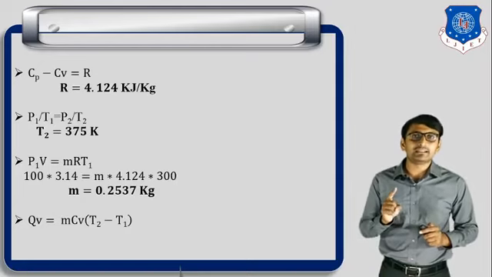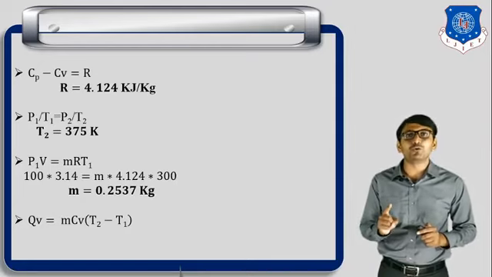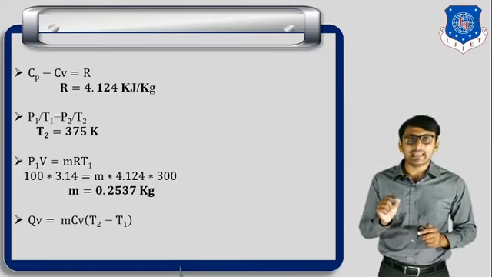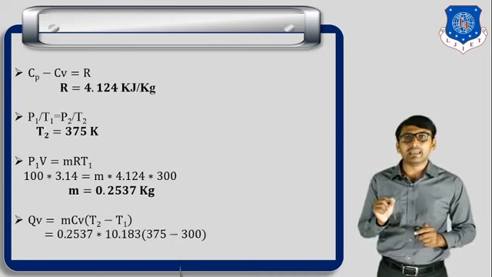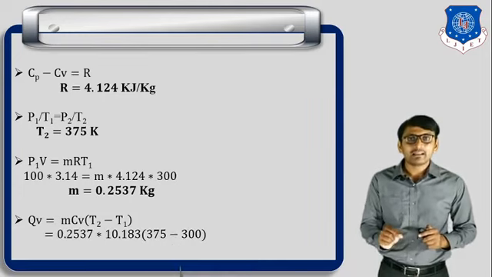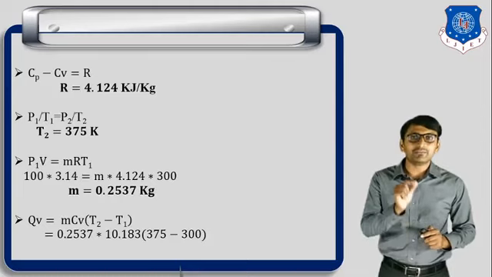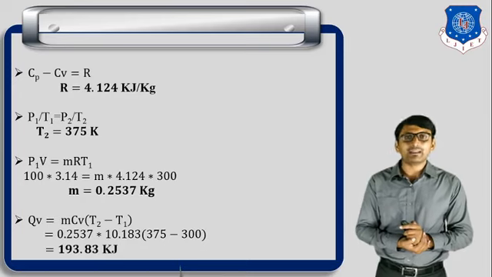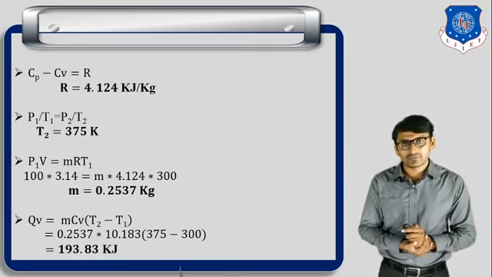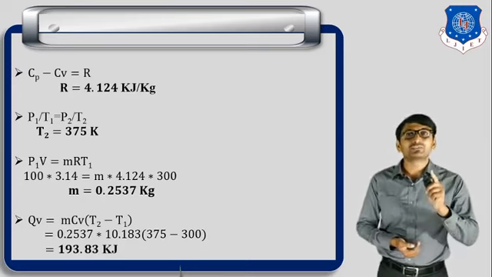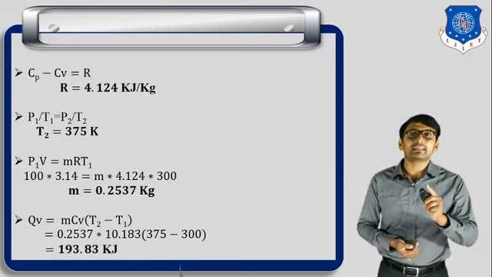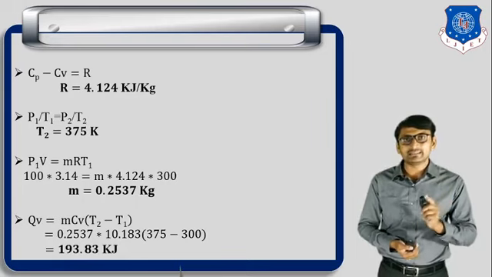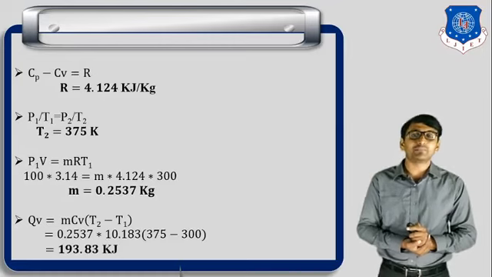And finally, heat supply. So formula of heat supply in constant volume process, that is m Cv (T2 minus T1). So by putting value, we get 193.83 kilojoule. Why kilojoule? Because Cv is in kilojoule per kg Kelvin. So this is final value of heat supply.